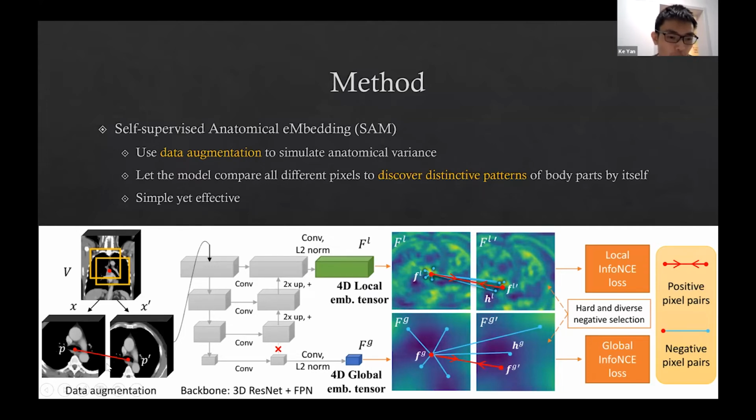And in these 2 patches, because they are both cropped from the same image, we know that these 2 points are corresponding. So we input these 2 patches into this 3D network and generate 2 embedding tensors, and we ask the embedding vectors at these 2 points to be similar, and the embeddings at other points to all be different. So by optimizing this local and global InfoNCE loss, we can learn the anatomical embedding for each point.